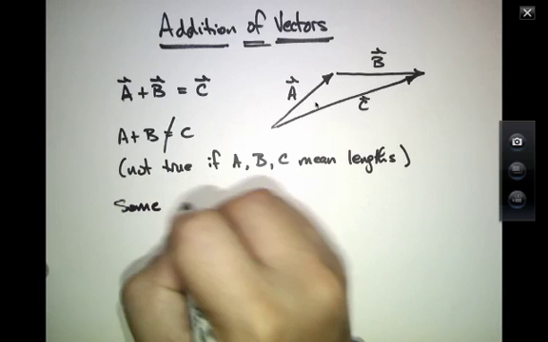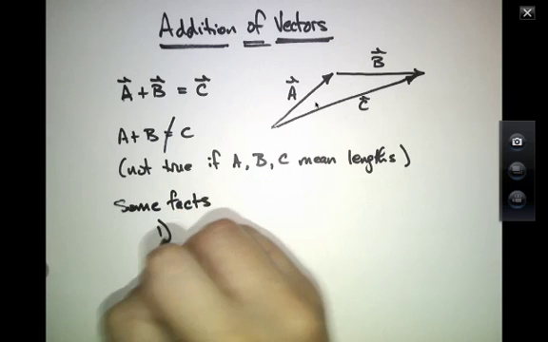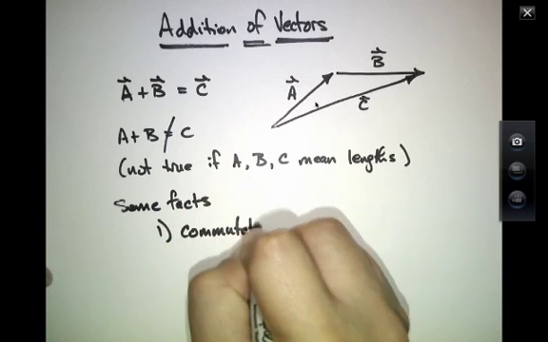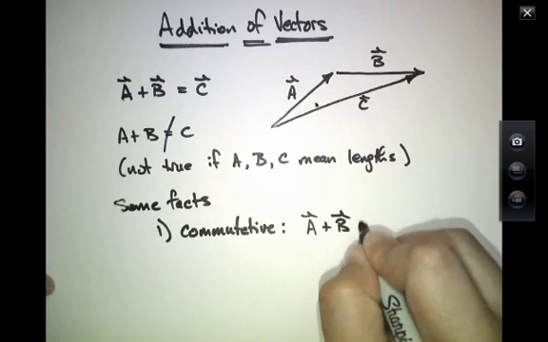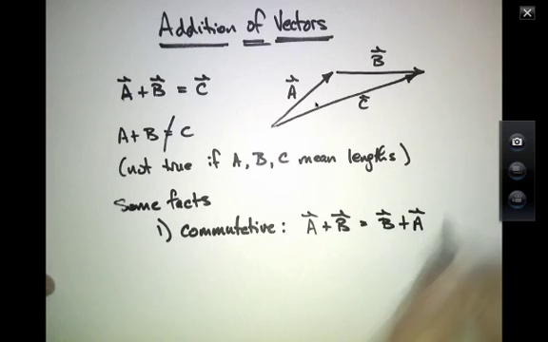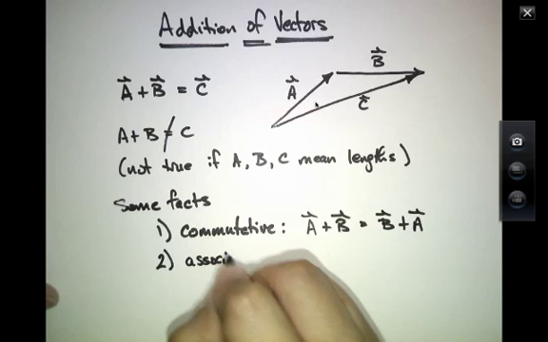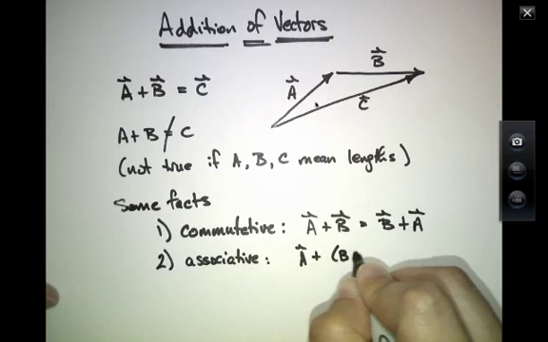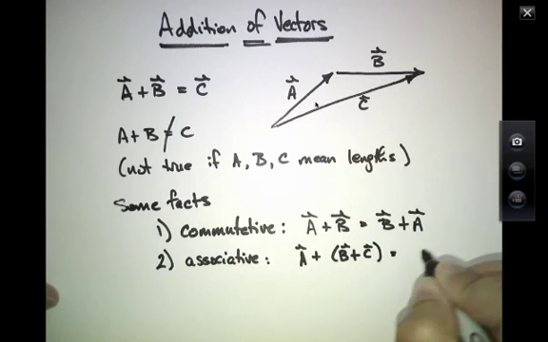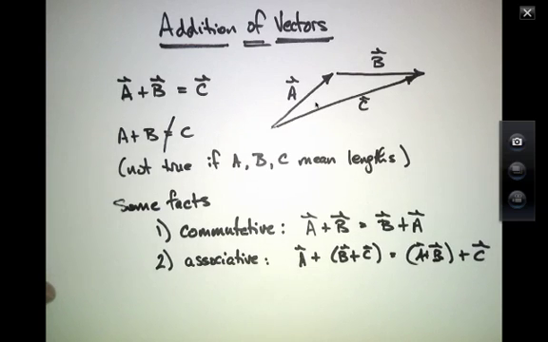There are some important facts about this kind of addition. It's what we call commutative. In other words, A plus B, the vector sum, is equal to B plus A. And it's associative. A plus the combined sum B plus C is equal to the sum of A plus B together first, plus C. In other words, it doesn't matter what order of operations you do.